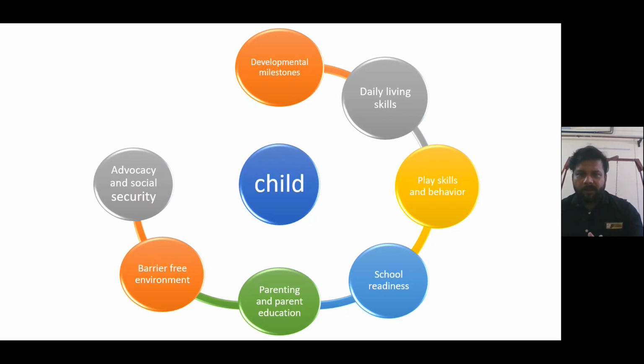Sorry for the gap. In the presentation, I was talking about parenting and parenting styles. Another factor is the barrier-free environment.